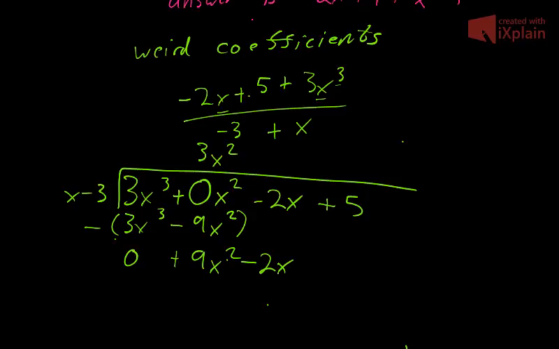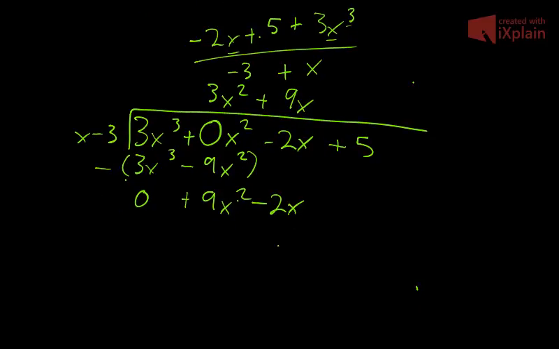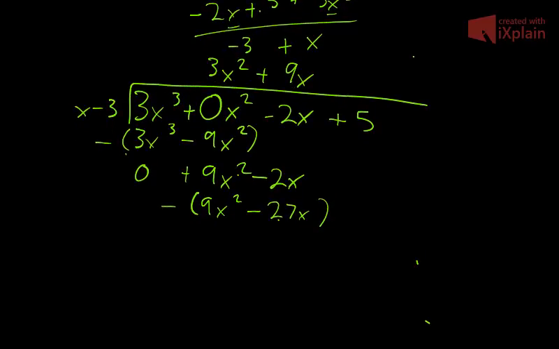So my next question is how many times does x go into 9x squared? And x goes into 9x squared 9x times. So 9x times x is 9x squared, and that's going to leave me with 0 here. And 9x times negative 3 is minus 27x. So once I do that, negative 2 minus negative 27 is going to be positive 25. So I have 25x, bring down my plus 5.